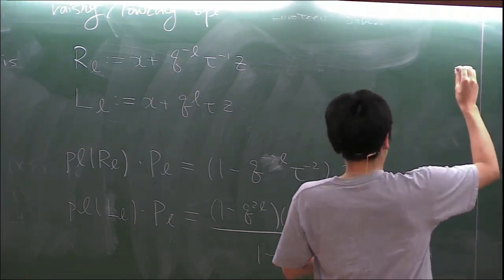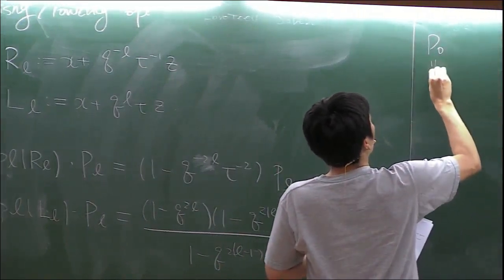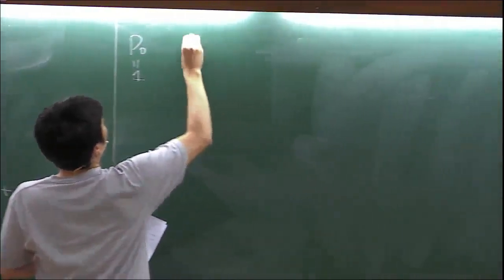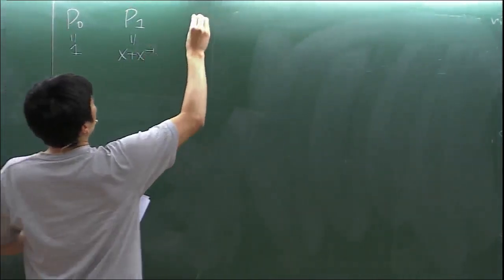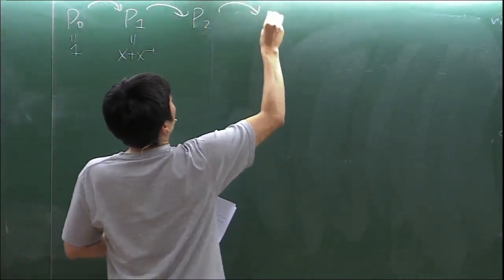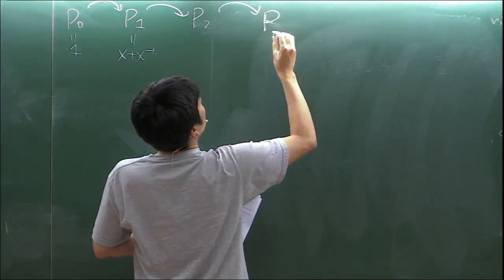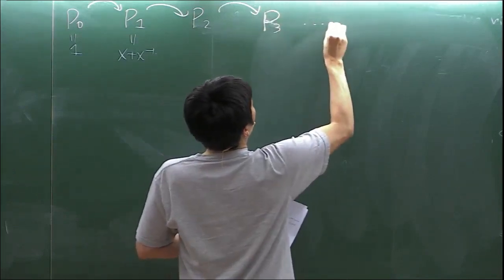So one can study the representation theory. You start with P0, which is equal to 1, and P1, which is equal to x plus x inverse, and so on. So these are the Macdonald polynomials. You just act with the raising operator, and you see the ladder of polynomials, and so on.